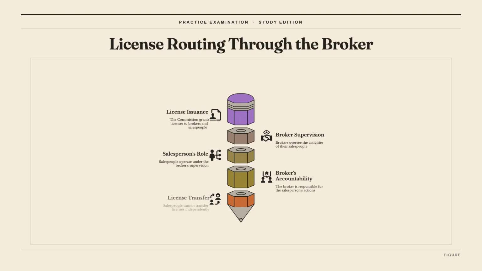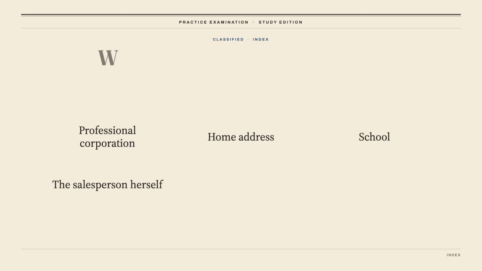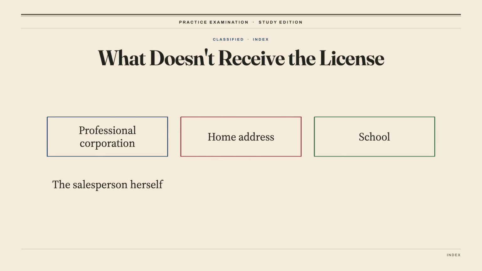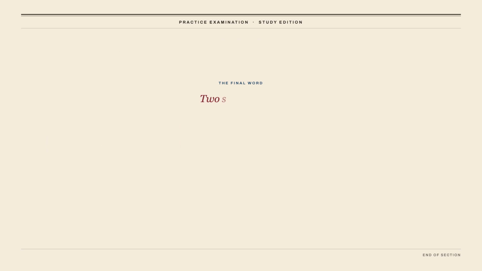The broker is the person accountable for the licensee's conduct, the one who supervises her work and must account for who is affiliated with the firm. Placing the physical license in the broker's hands matches the document to the person responsible for the activity it authorizes. A professional corporation may exist for compensation purposes, but it never holds the individual license. Home address matters for correspondence, but the certificate follows the brokerage, not the residence. And a school issues only a course completion certificate with no role in delivering the license itself.